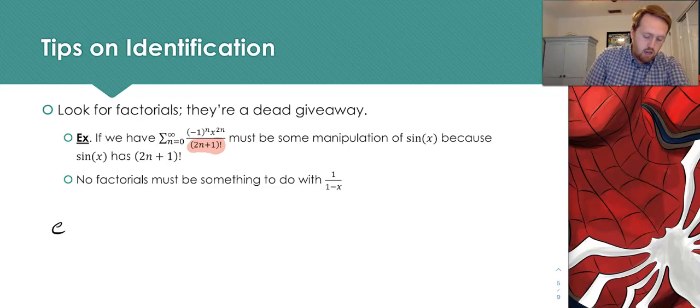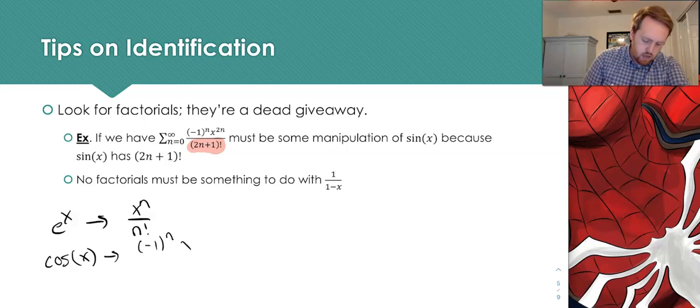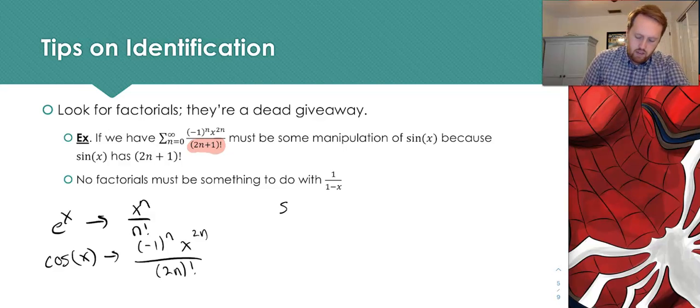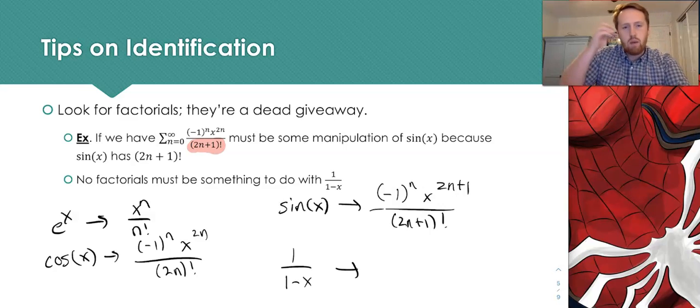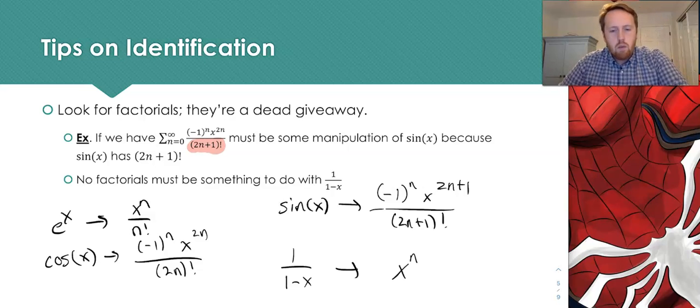So if I think about it again, e to the x, I'm not going to write the whole thing out, but there I'm looking for n factorial. Cosine of x, the general term is negative 1 to the n, x to the 2n, 2n factorial. Sine of x, its general term is negative 1 to the n, x to the 2n plus 1, and then 2n plus 1 factorial. And then finally, 1 over 1 minus x. It's the only one that doesn't have any factorials, out of the ones we memorized at least. There are many Taylor series that don't have factorials, but the 4 that we memorized are those.